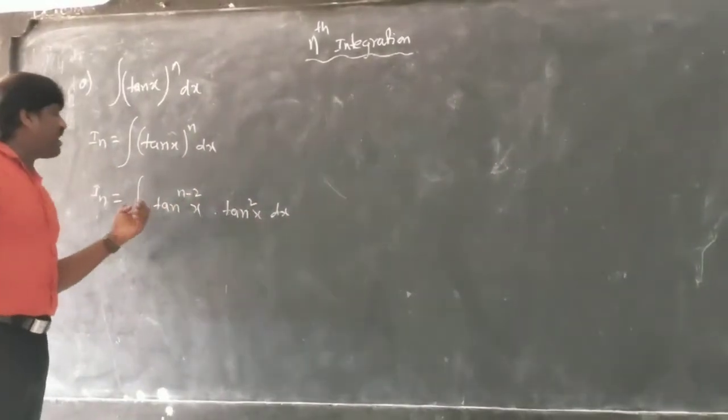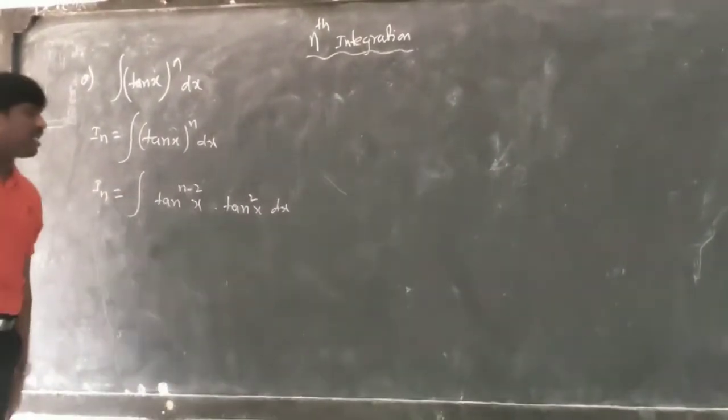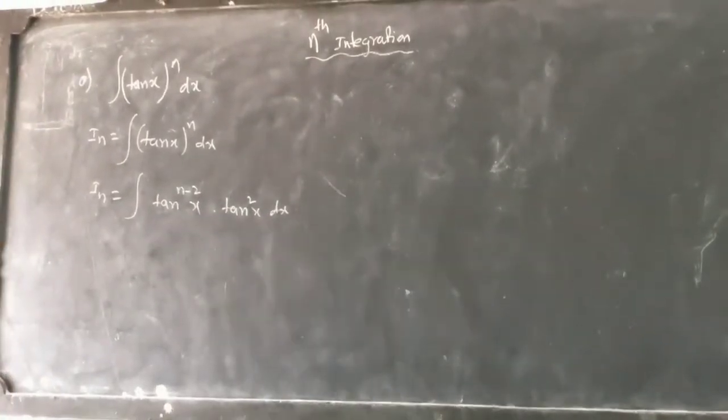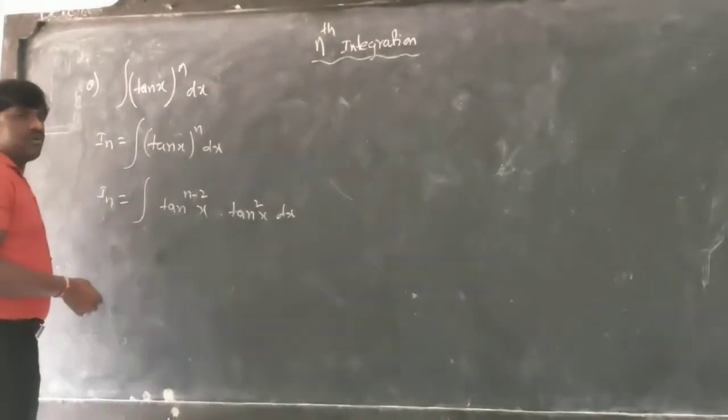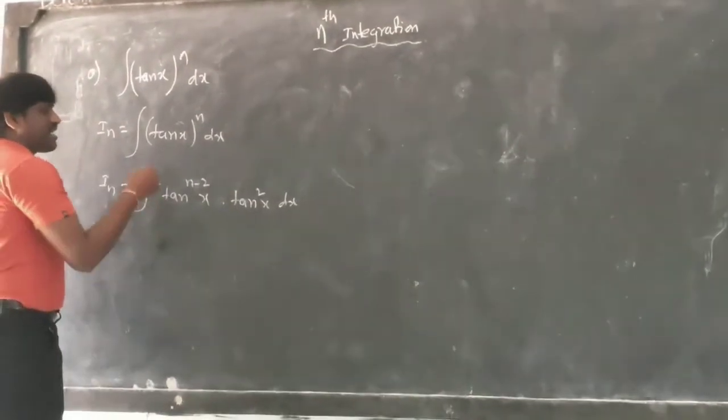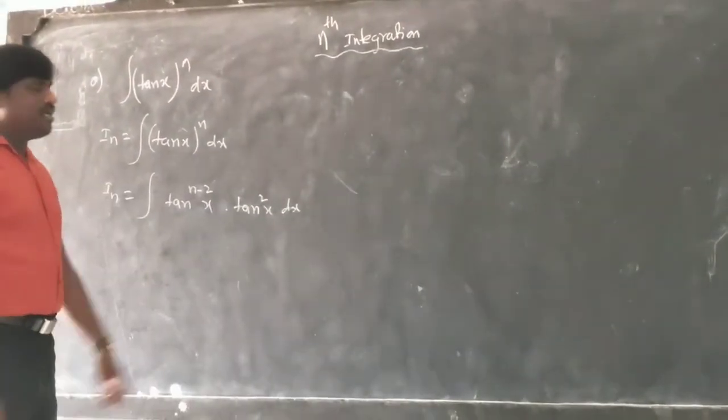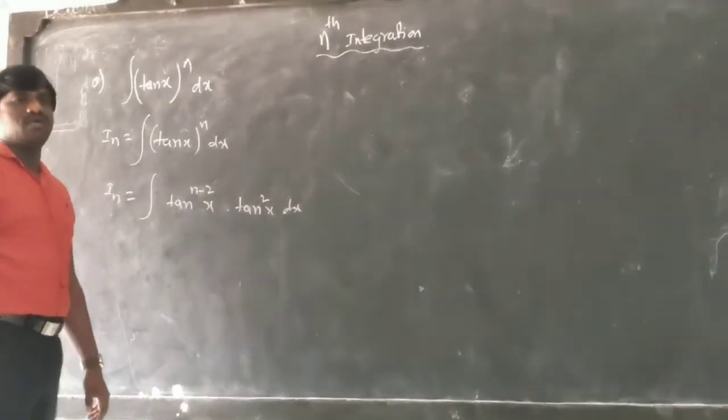So this I write as tan power n minus 2x into tan square x dx. Now what I do here, I take tan x is equal to t. So if I take tan x is equal to t, what do I get here? This tan square x can be written as what?